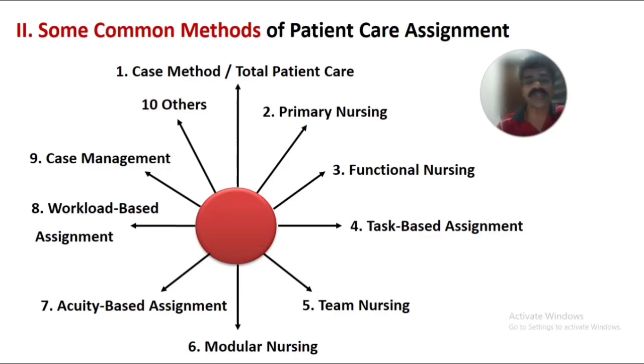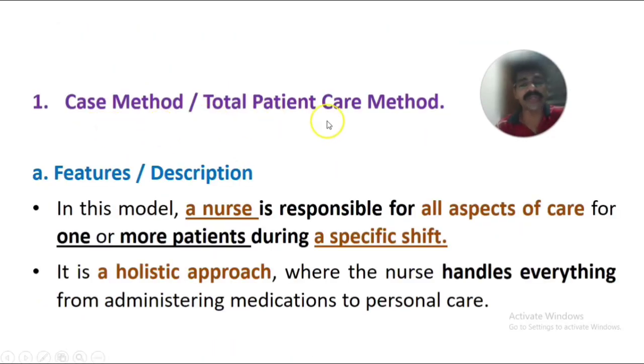Let us discuss these common methods of patient care assignment in detail. First one is case method, or total patient care method. Case method is also known as total patient care method, the complete care of the patient. In this model, a nurse is responsible for all aspects of care, all types of care, that is complete care of the patient for one or more patients during a specific shift.